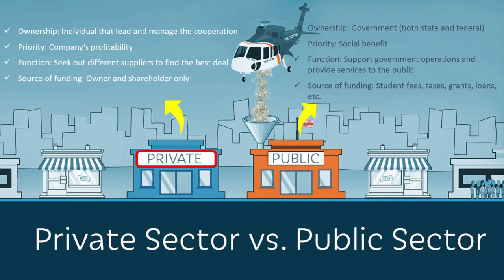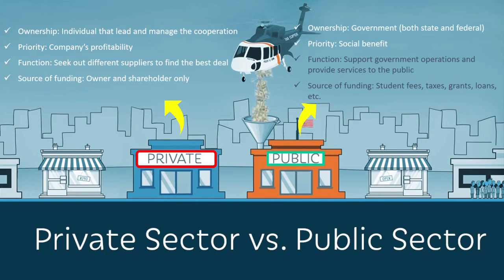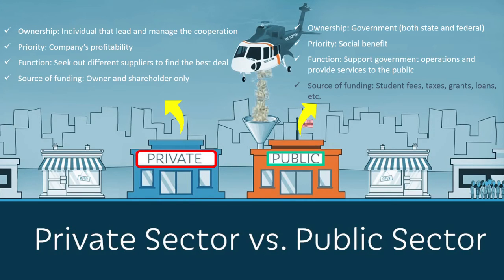So the source of funds is basically from the owner or the shareholder of the organization or company itself, followed by the public procurement. The ownership is fully by the government. Its priority is social benefit. The reason for acquiring goods and services in the public sector is to support government operations and provide public service. Meanwhile, the sources of funding used in public procurement are mainly from student fees, taxes, grants, loans, and others.